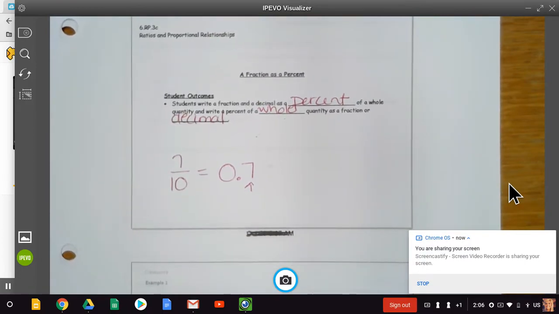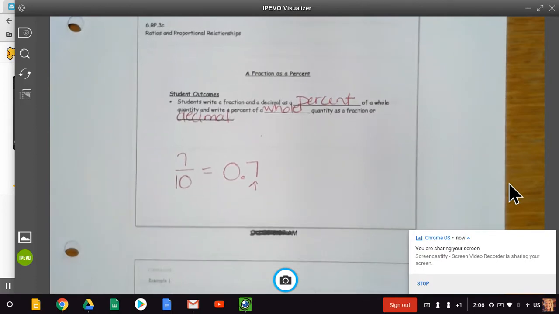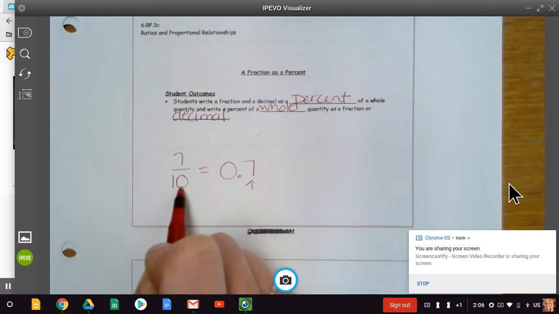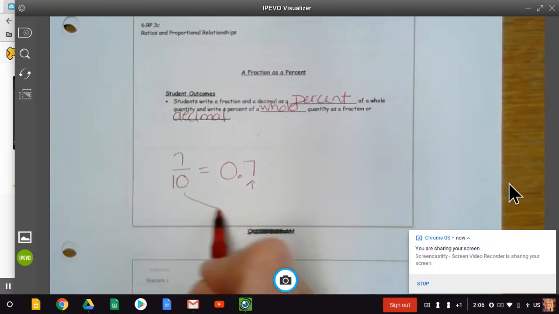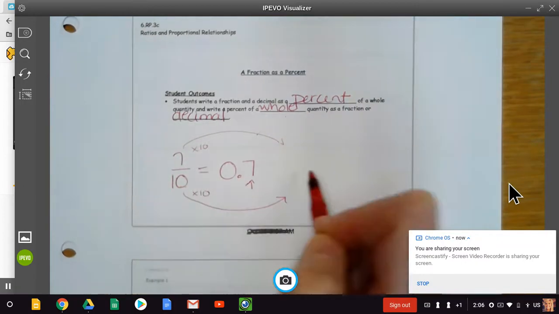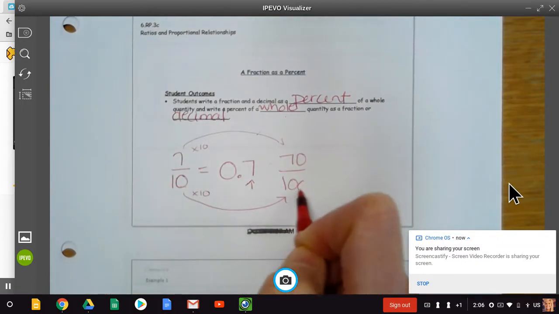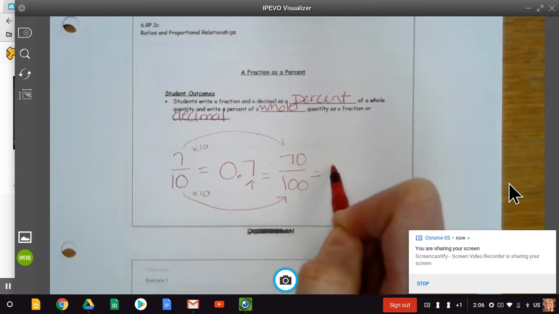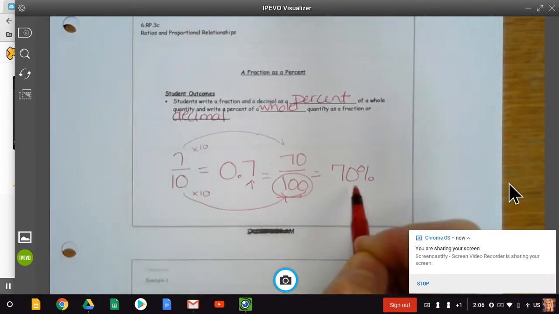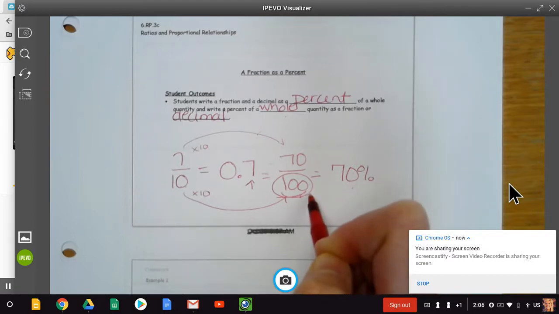But the problem is percents are all out of 100, and this only is out of 10. In order to make it out of 100, we would have to multiply the top by 10 and the bottom by 10, which would give us 70 hundredths. And now I can write this as a percent because it's out of 100. That's the key. So this is 70%.